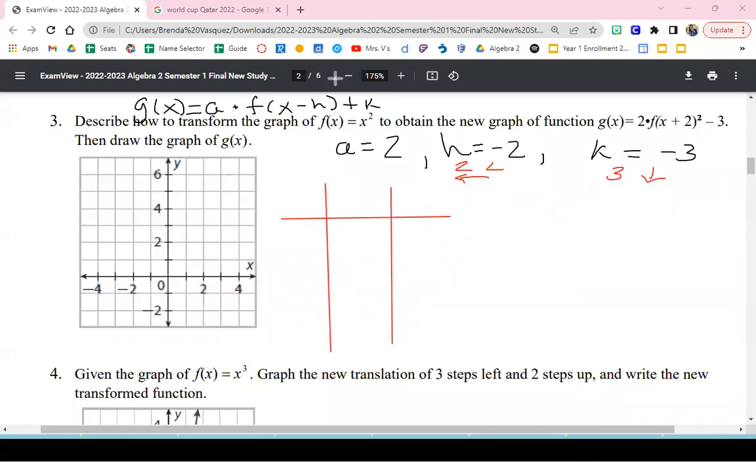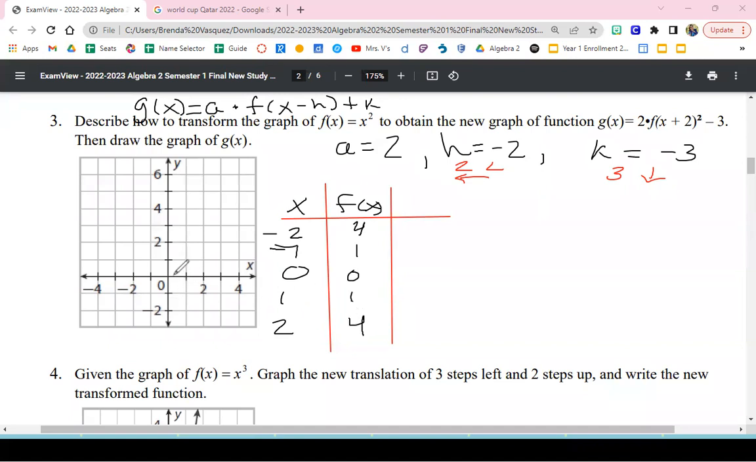So I'm going to create my table so I can organize my work. First of all, I want to write my domain. What domain do I want to use? -2, -1, 0, 1, and 2. And let's create my f of x values, just so I know what they are. So what's my parent function? x squared. So what is my f of x value? It's -2 squared, 4, -1 squared, 1, 0 squared, 0, 1 squared, 1, and 2 squared, 4.